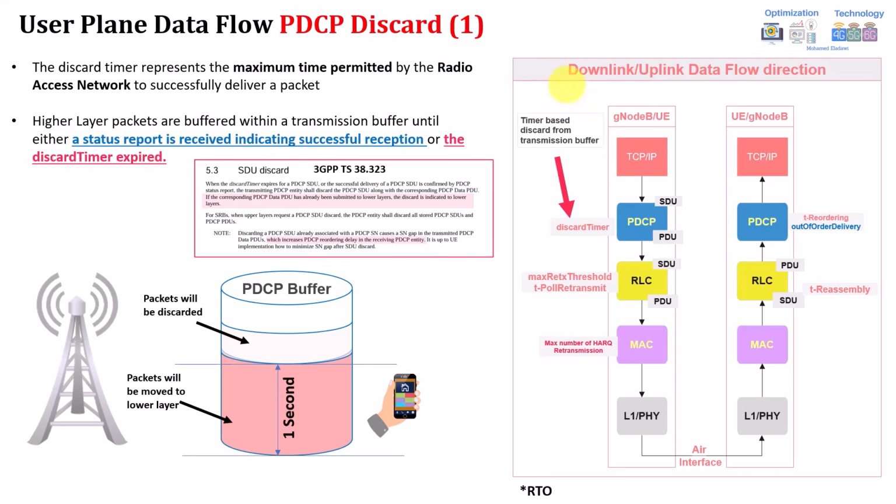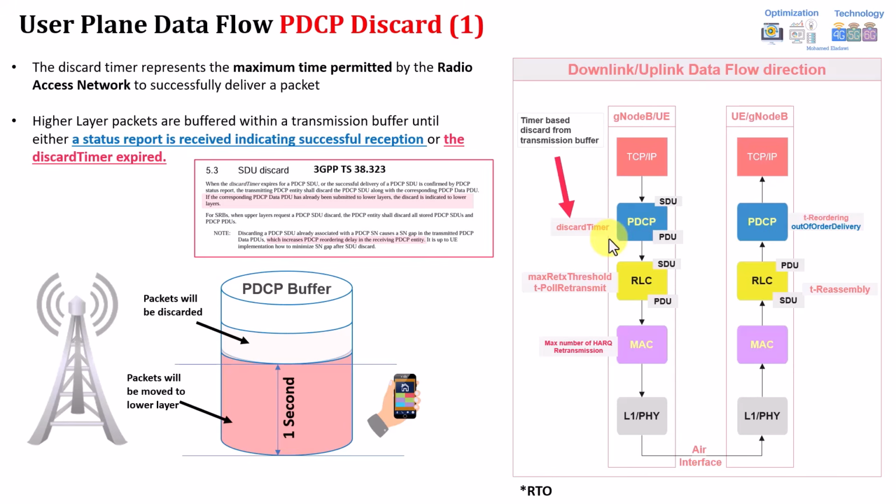So assume, for example, this timer here is 500 milliseconds. And during this 500 milliseconds, the packet was not acknowledged or not transmitted. It stayed in the buffer. So this means it is to be discarded. Once it is discarded, TCP IP will not even do the retransmission, because at the PDCP this will be considered as packet loss, and this will be delivered to TCP that this packet is being discarded. So this will be early discarding for the packet.